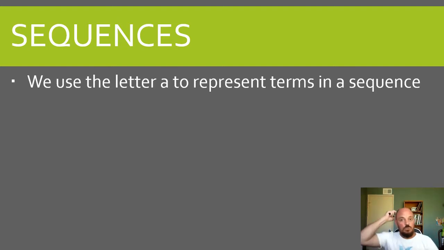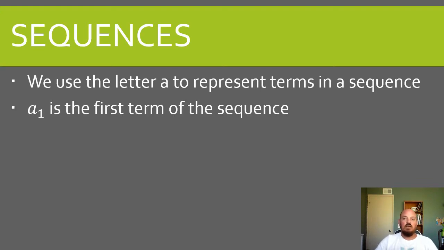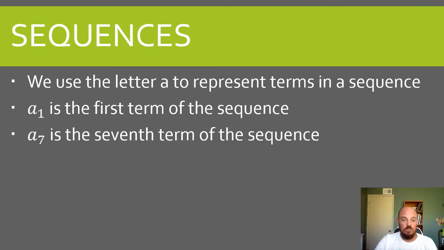Okay, now, when you're writing a sequence generically, kind of like a variable, we use the letter A to represent terms. So if I say A1, that means the first term. A is a term, and the number that comes after it, the subscript number, tells you which term we're talking about. So A1 means the first term in the sequence. If I throw another number in there, for example, A7 means the 7th term of the sequence, or A15 is the 15th term.